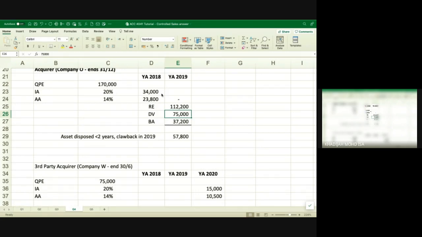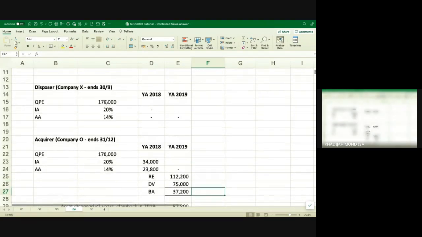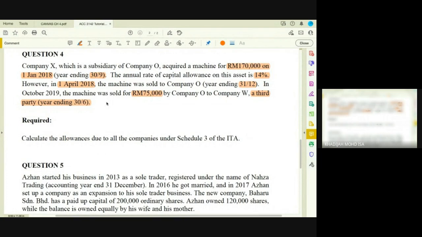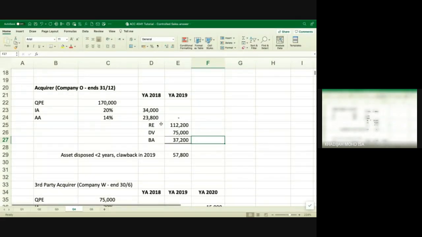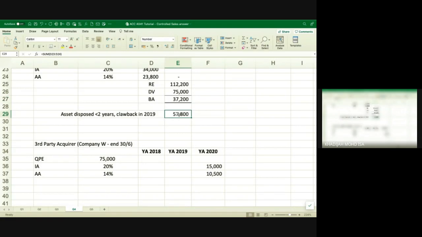But again, it said that the asset is disposed of in less than 2 years, so claw back in 2019. How much do you claw back? You claw back the whole amount here. How much is that? 57,800. Okay. Why do you claw back? Because remember that O acquired the asset from X and that period is less than 2 years. So when it's less than 2 years, there's no commercial justification, then you have to claw back. Who has to claw back? In this case, O, because O is the one who claims on the asset. So disposal within 2 years, then you have to claw back whatever amount you have claimed in YA 2018. So in 2019, you have a balancing charge of 57.8.